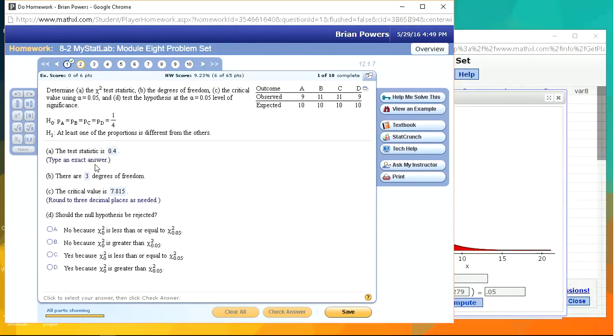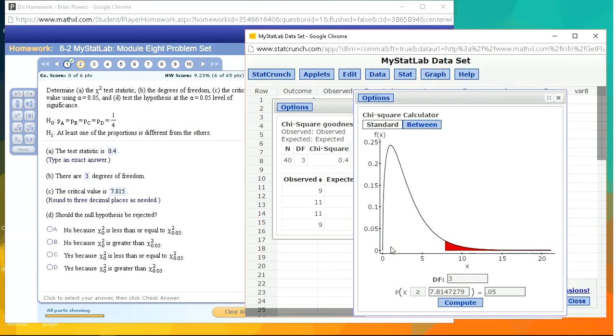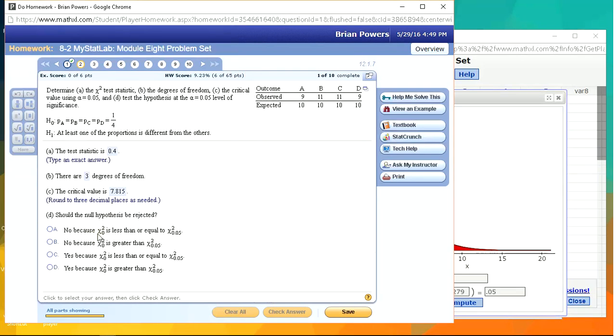And should we reject? We have a test statistic of 0.4, which is not in the rejection region. It's snugly down here. So this is our chi-square test statistic. Chi is this X-looking character. It's a Greek letter, chi, C-H-I. So we don't reject because chi-square is less than our critical value, and that's it.